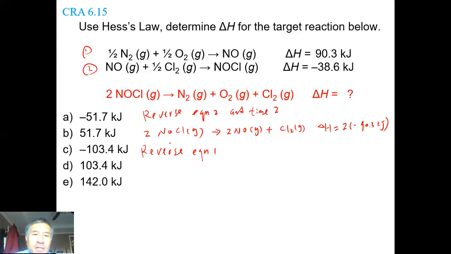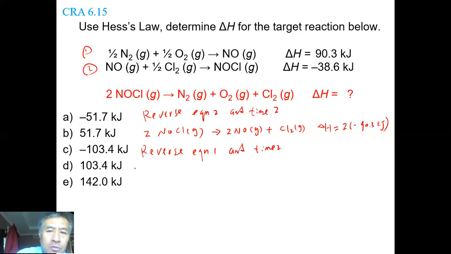So let's say in this equation you want to calculate the delta H, you have N2O2 gas. And where is the N2O2 gas? From equation one. But they are on the left side. So you need N2O2 on the right. So therefore you have to reverse. Not only reverse, you need N2O2, and here I only give you half. So therefore reverse equation one and times two. So let's do that.